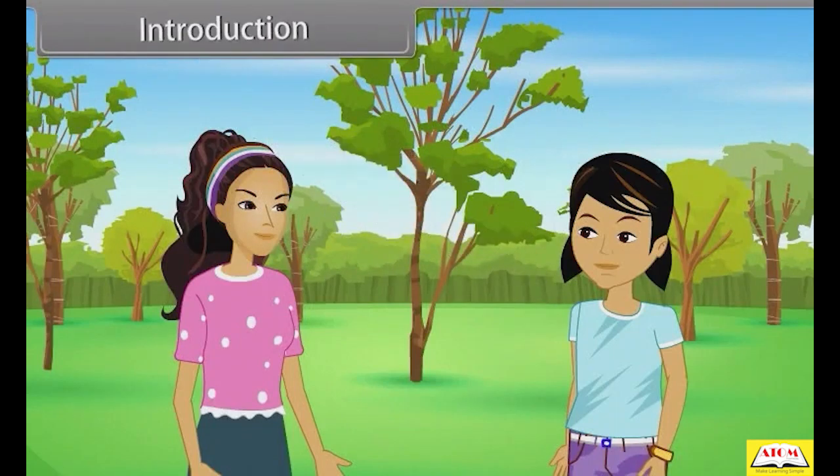Introduction. Pinky, look at this eucalyptus tree. It is so tall. You are right, Didi. But do you know that in such tall trees, all nutrients are travelled by diffusion and active transport like small trees? Yes, but these are not only the means of transport.